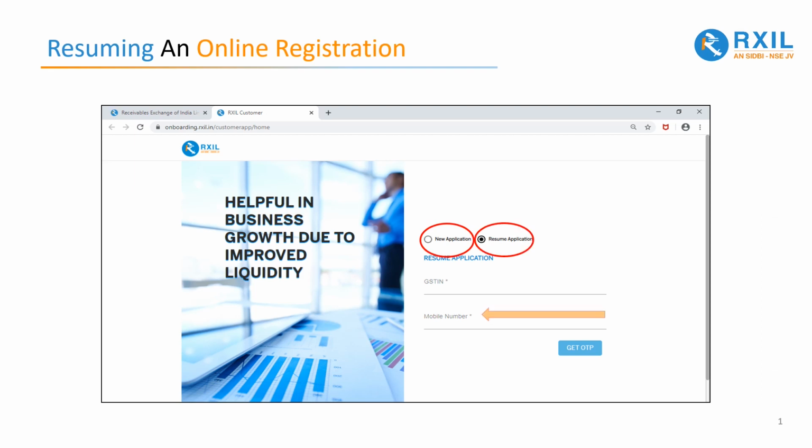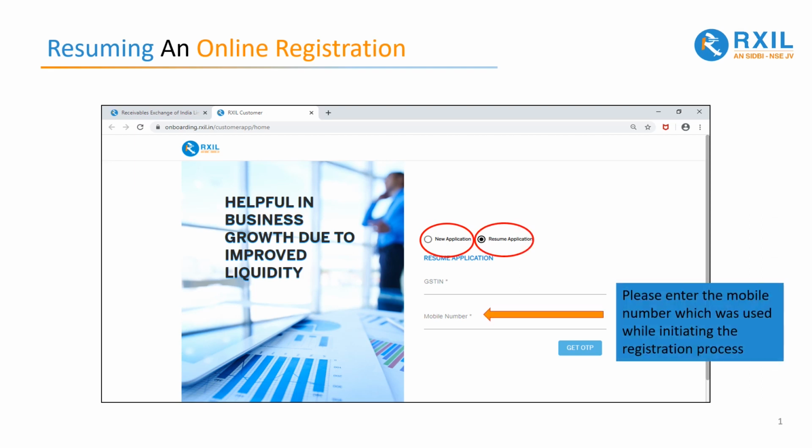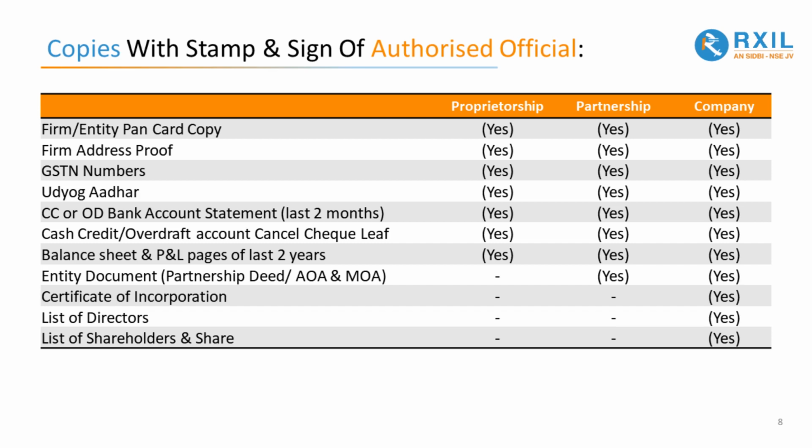Now, click on the new application and start your registration, or click on resume application to begin from where you left your earlier application. To make the registration process quick, keep copies of the following documents ready with entity seal and signature of the authorized official. KYC documents of the entity.